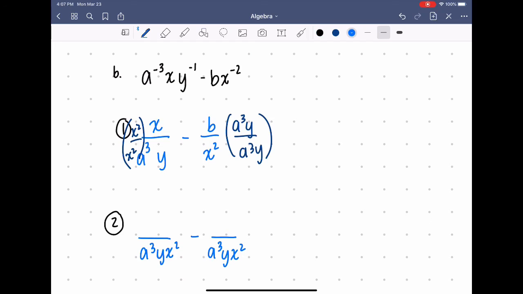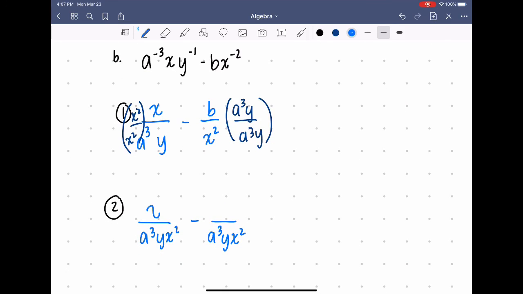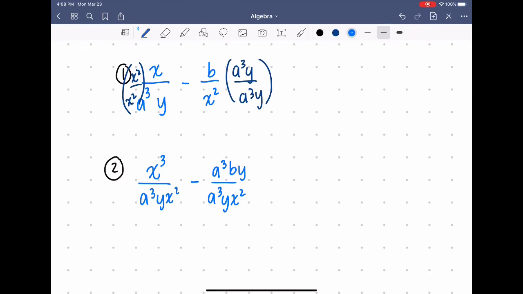So my numerator on the left would be x cubed, because now I have 3 total x's. I have x squared, which is x times another x. So now I have 3 x's. On the right, I have a cubed by. I put that in alphabetical order for you. And then I'm going to have to put it all together, make it x cubed minus a cubed by all over the common denominator, a cubed yx squared.